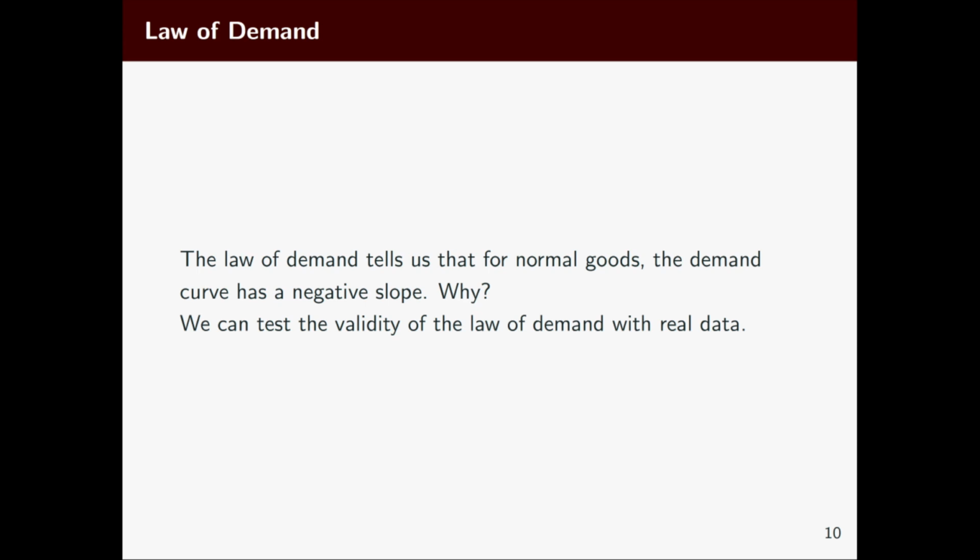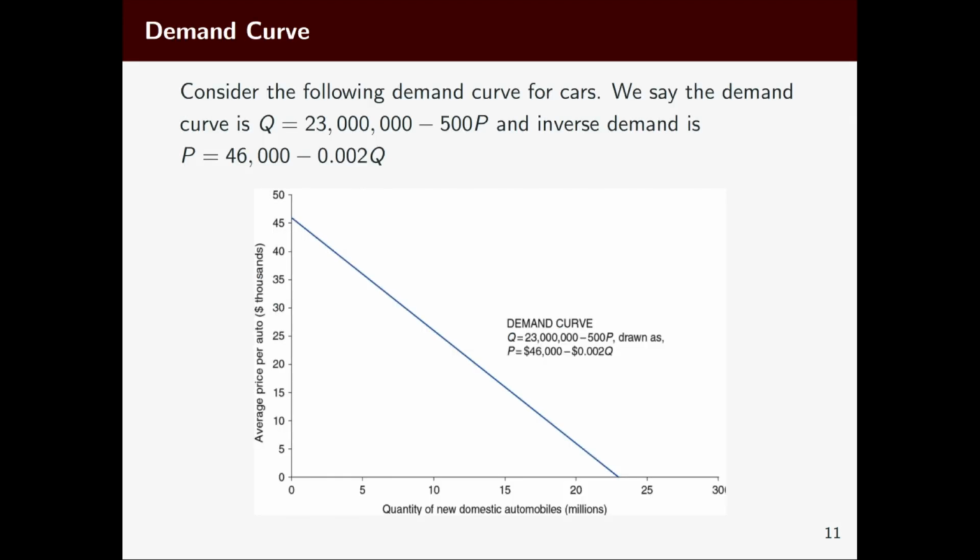Okay. So the law of demand tells us that the demand curve that we estimate should have a negative slope. Why? Well, that is just the law of demand. As the price of some good increases, the quantity demanded for that good should decrease, and vice versa. Okay, and we can try and test that with real data. So again, we're going back to this demand curve with automobiles.